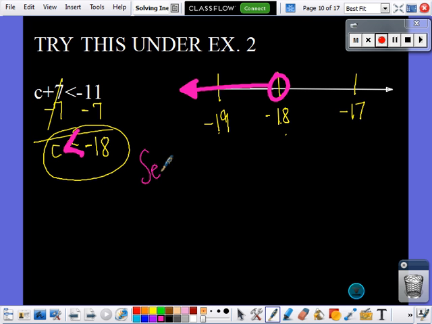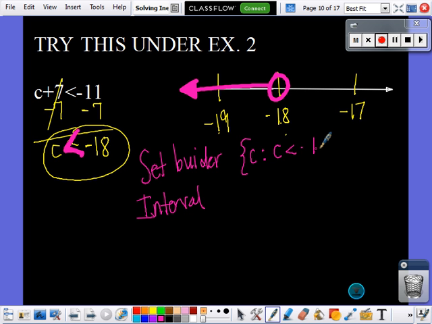Alright, now let's do set builder and interval. Showing you both of these because by the time you're taking the ACT, I think they'll probably have some interval notation on there. They may have some set builder, maybe mixed in. When you're in pre-cal, you'll definitely be using interval notation. So this is just to expose you to everything. Alright, so this is the set of C's. Why did I pick C? Because that's the variable over here. The set of C's such that C is less than negative 18.